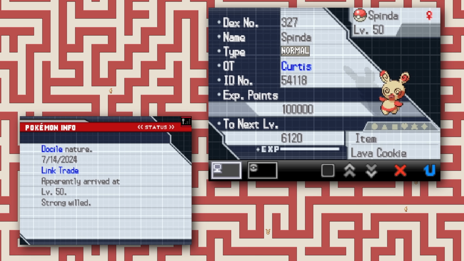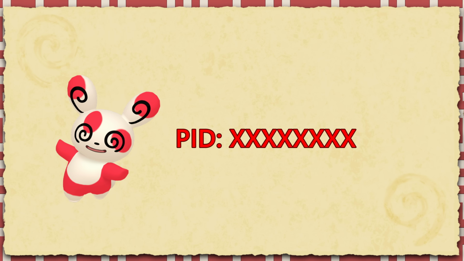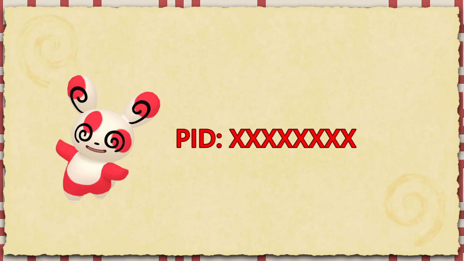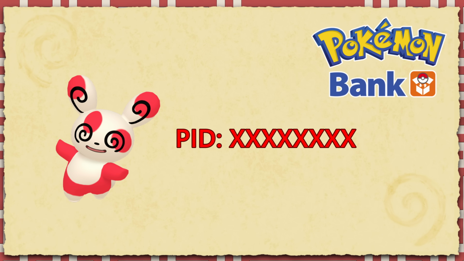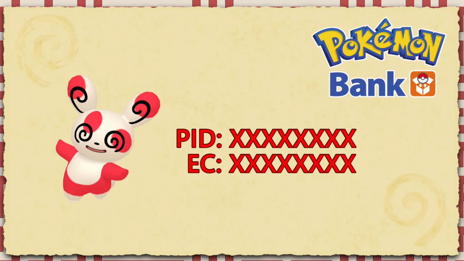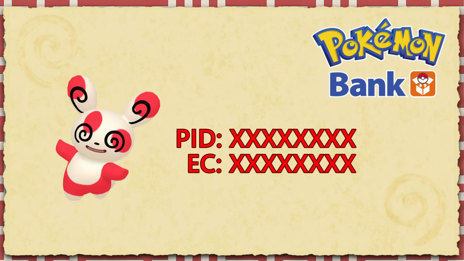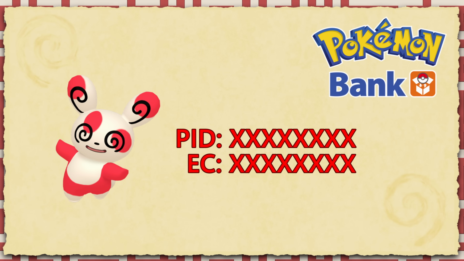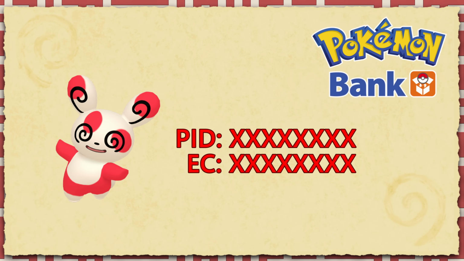Let's move on up. Before diving into the next generation, there's an important change that applies to all Pokémon, but especially Spinda. For Gen 5 and below, the PID was the most important part of a Pokémon, determining several attributes, but starting in Gen 6, Pokémon now have a PID and an encryption constant.